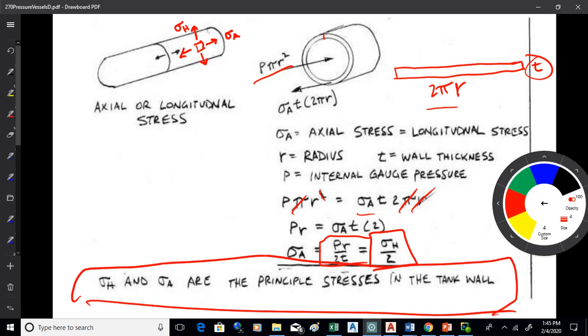We doing all right with that? Okay. So if you find yourself designing pressure tanks, this is how you would do it, okay?